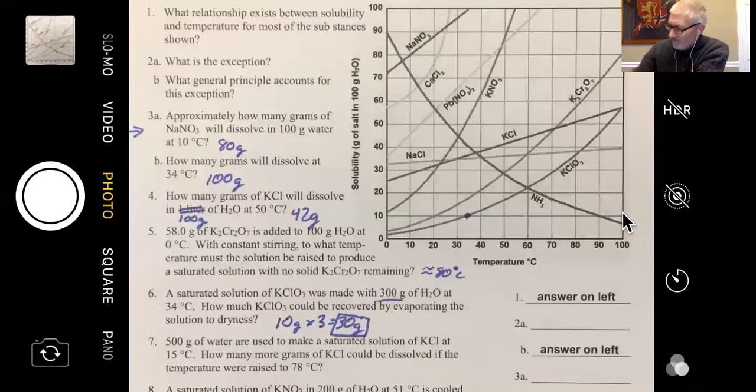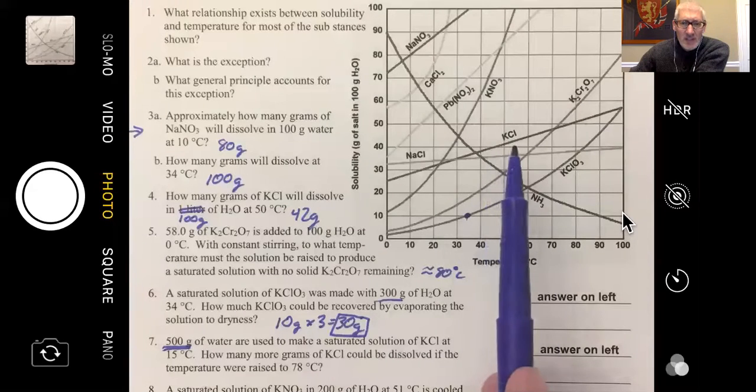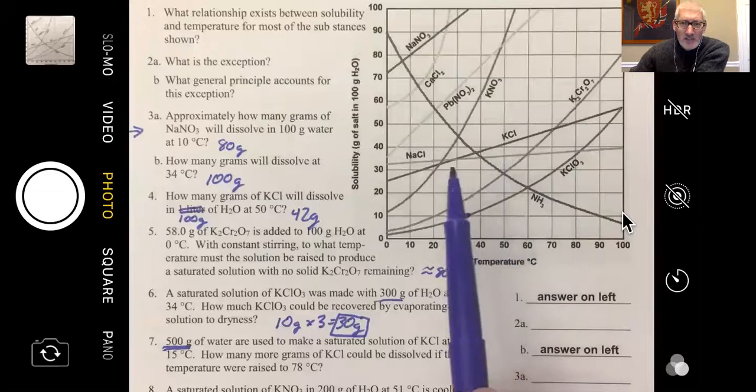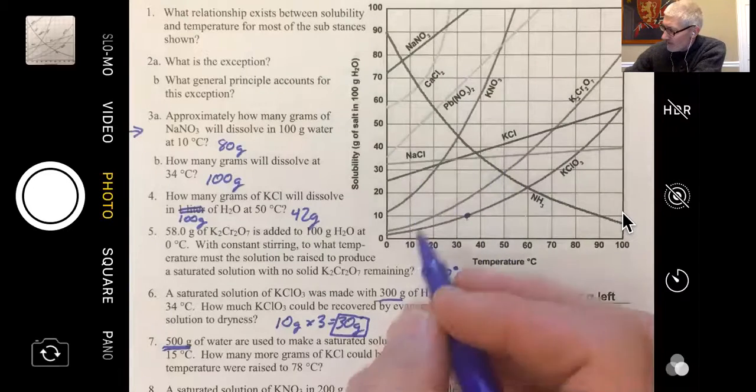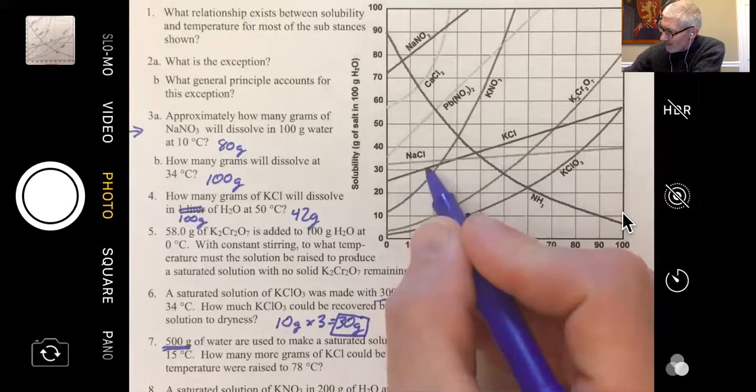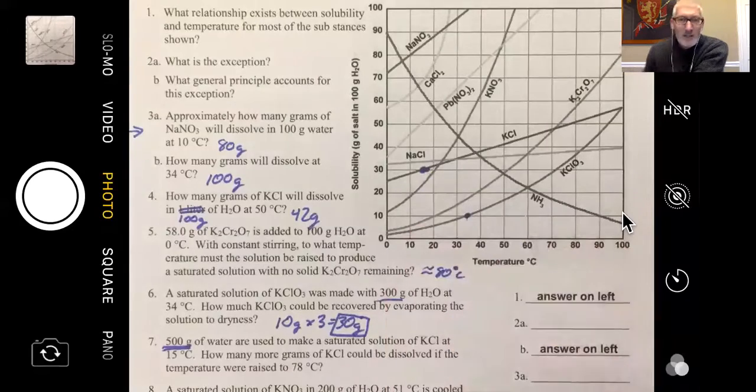Last question that involves a different quantity of water. So now I've got 500 grams of water, saturated solution of KCl at 15 degrees Celsius. So here I am on my KCl at 15. Come up with an answer in your head. How many more grams of KCl could be dissolved if the temperature were raised to 78?